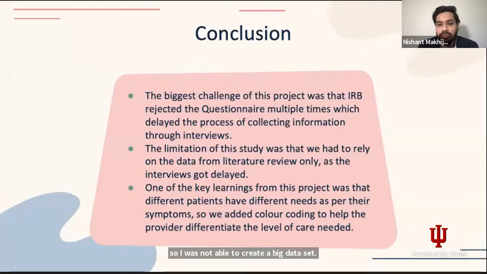Key learning from this project: one thing I've understood is that different people living with dementia have different needs. So with the data sets, we wanted to ensure that correct symptoms are collected from the providers in order to provide the best recommendation.